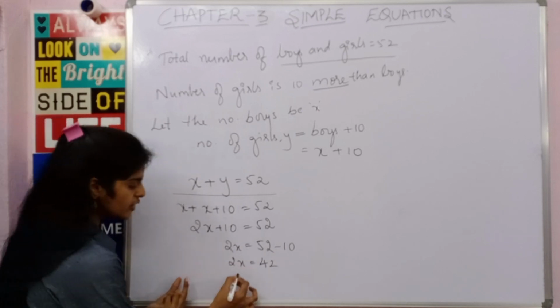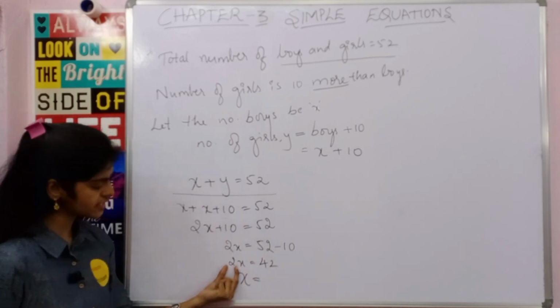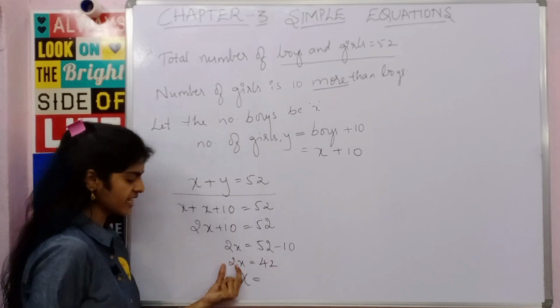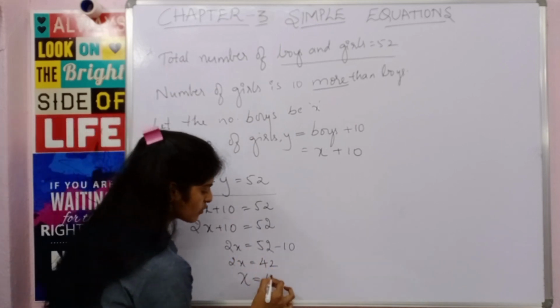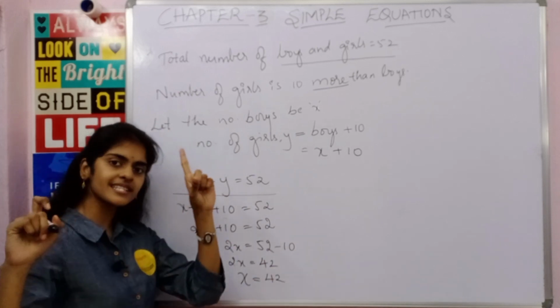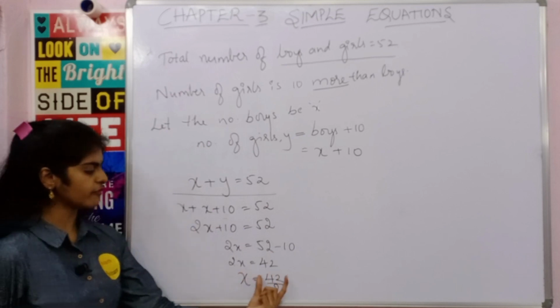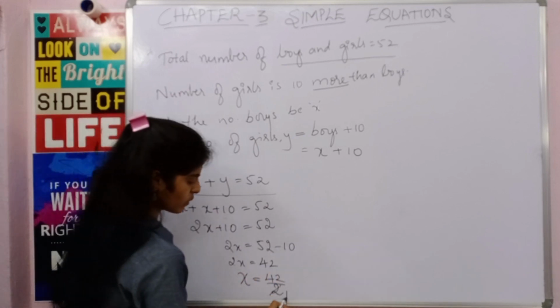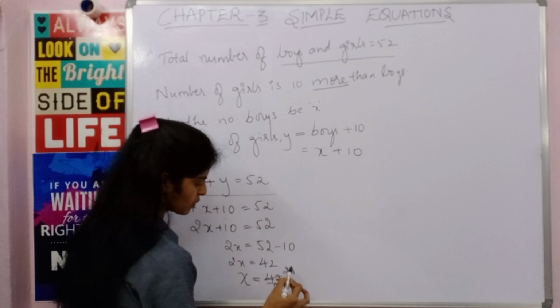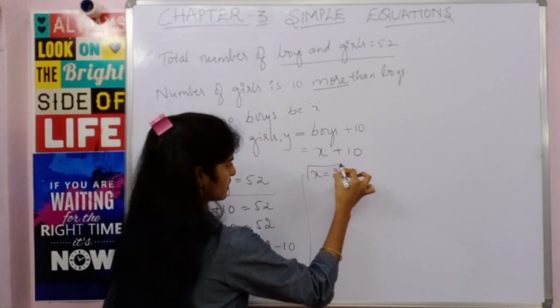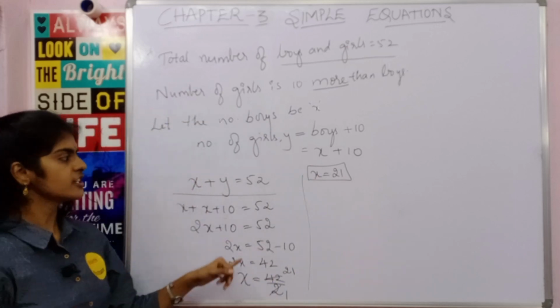Since you want x, you have to transpose 2 to the other side. Now 2 is in multiplication here. If it goes to the other side, it becomes what? Multiplication becomes division. Now 42 divided by 2: 2 ones are 2, 2 twos are 4, 2 ones are 2. So the value of x, you got x equal to 21. Clear? So this is the value of x.